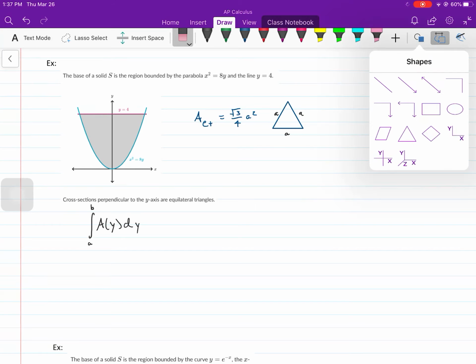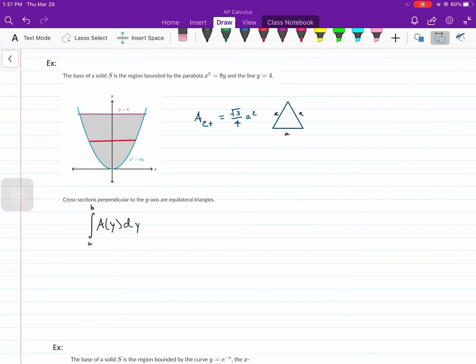So if you picture this, let me just draw a triangle there. It's got to be an equilateral triangle. So our hardest part is going to be writing a formula for the base of this triangle, for one of the side lengths of this triangle. Once we have that, we just plug it in here and we're done. And we just set this up.